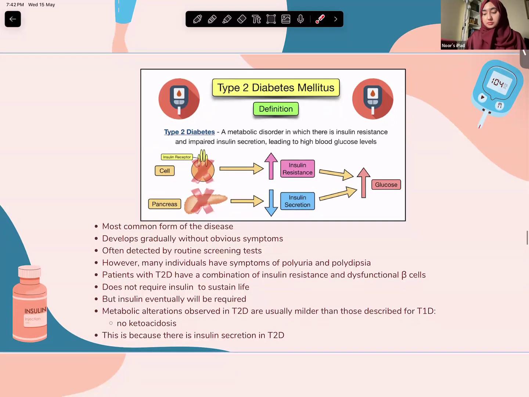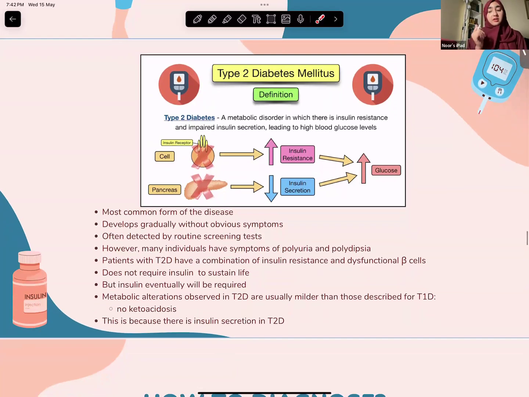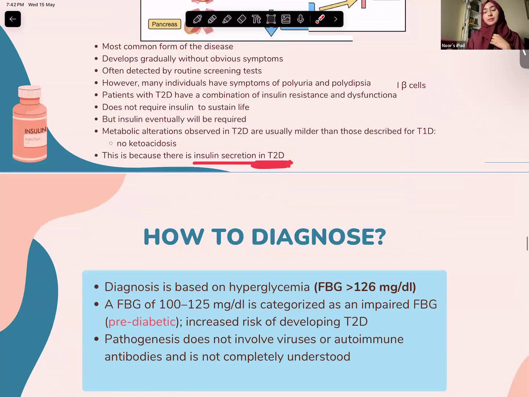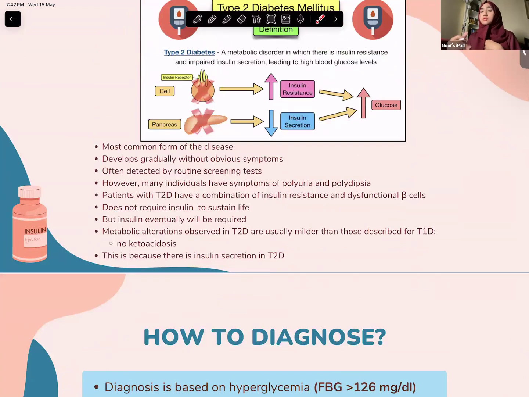And remember, in type 2 diabetes, the metabolic alterations differ. For example, remember I told you that in type 1 diabetes a hallmark is ketoacidosis. You won't really see ketoacidosis in type 2 diabetes because there is insulin secretion in type 2 diabetes. In type 1 diabetes, there was no insulin secretion.